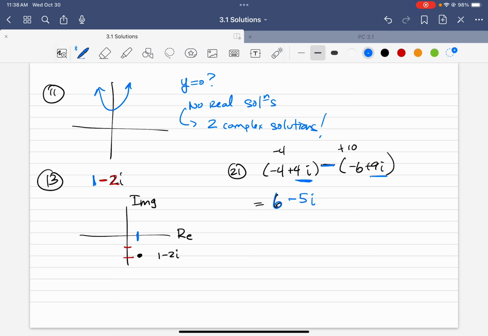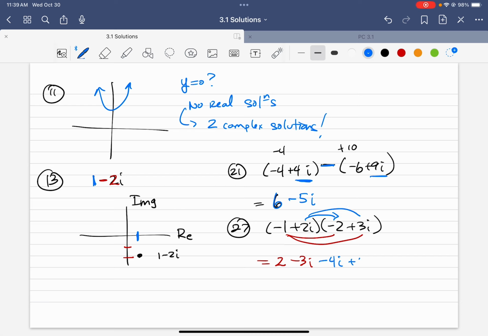Number 27 wants us to multiply two complex numbers. So we're just going to think of our complex numbers as binomials. How do you multiply two binomials together? You simply FOIL, or distributive law twice. So negative 1 hits the first one, and then negative 1 hits the next term and gives us this. Then 2i hits the first term and gives me negative 4i, hits the next term and gives me plus 6i squared.